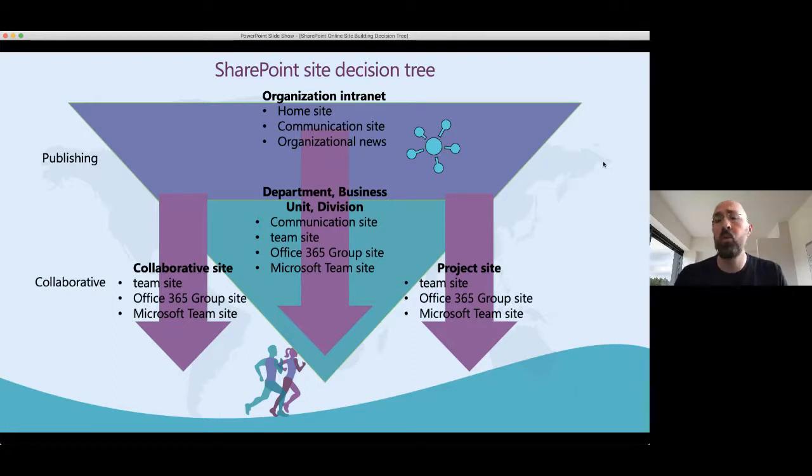So we have some tools out there that we can take advantage of in SharePoint Online for that. Things like home sites, communication sites, and even organizational news, even tying it all together with hub sites, which gives us a more flexible model moving forward. Then underneath that publishing layer, we have the collaborative space. And this is where we get a lot of value from SharePoint.